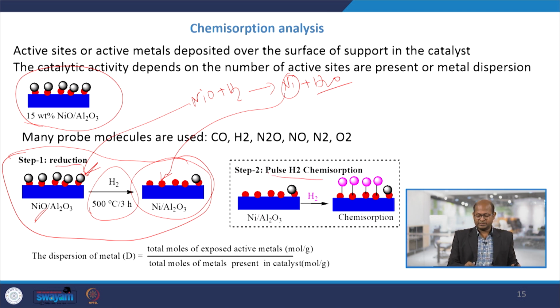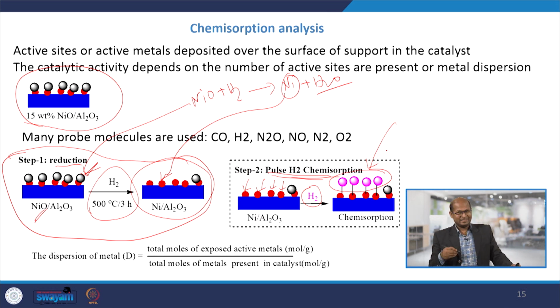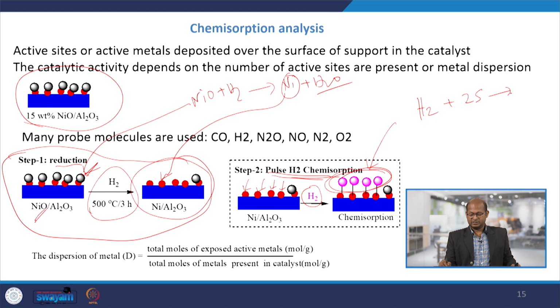After that, a pulse chemisorption of hydrogen would be injected into the sample holder. These are the surfaces where hydrogen is once again injected into the sample compartment. So, hydrogen would be chemisorbed like this. If we are able to quantify how much hydrogen was injected and dispersed over the surface of the catalyst, then we can find out the surface sites.